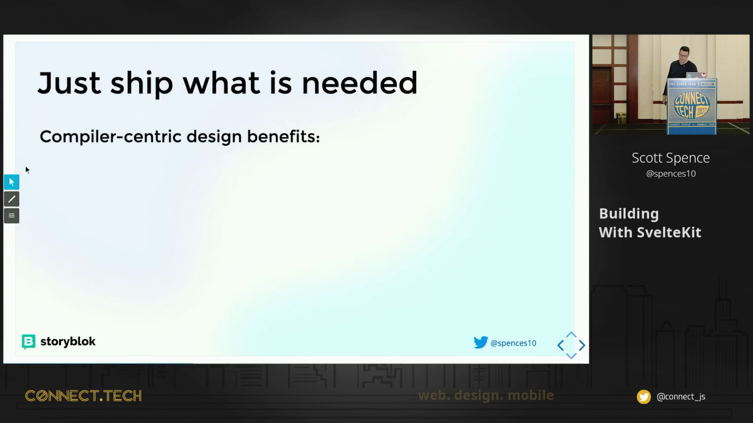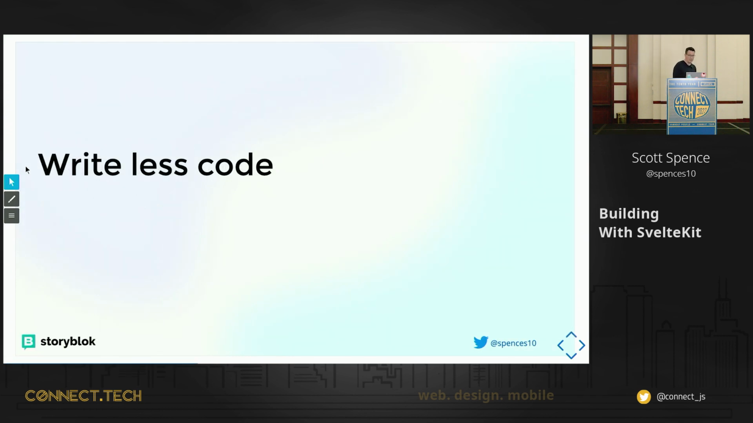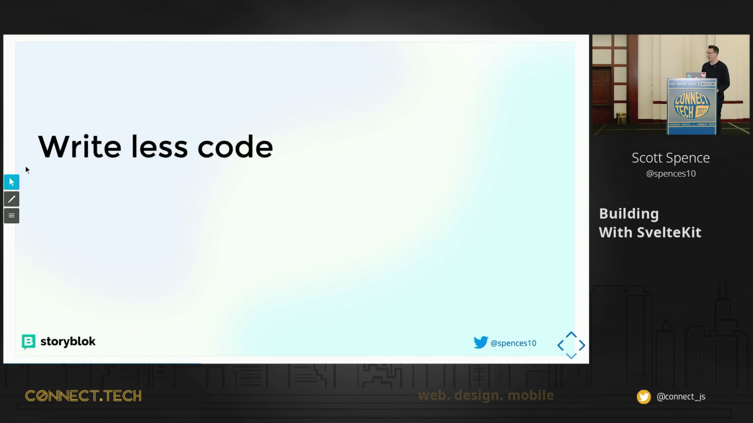So with the compiler-centric approach, you get generally smaller apps because there's no need for a framework runtime to be shipped to the browser. JavaScript, byte for byte, is the most expensive thing on the web. So less JavaScript, yay. And there's no need to regenerate the virtual DOM because Svelte makes surgical granular updates as it knows what needs to change. So Svelte takes all that logic up front and tries to do as much as it can before build time. So you get to write less code, like I said earlier, typically 40% less code versus React.